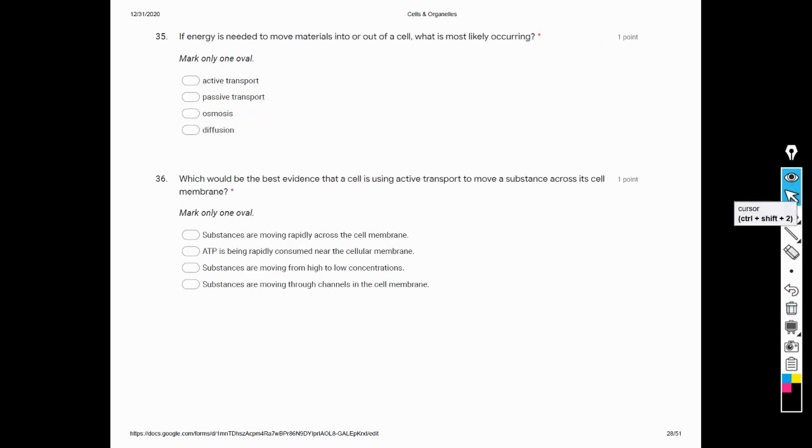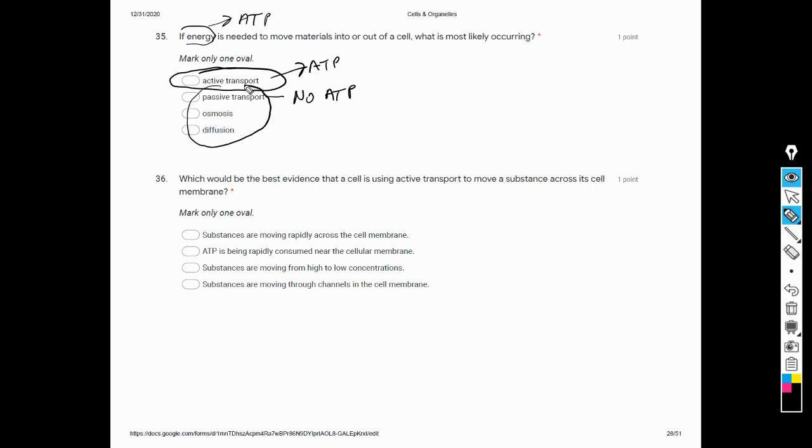35, if energy is needed to move materials into or out of a cell. When we talk about energy, we are talking about ATP. Energy and ATP can actually be used interchangeably. So whenever we're talking about energy being needed to move something, we're talking about active transport. Active transport uses ATP. Passive transport, no ATP is needed, and both osmosis and diffusion are forms of passive transport.